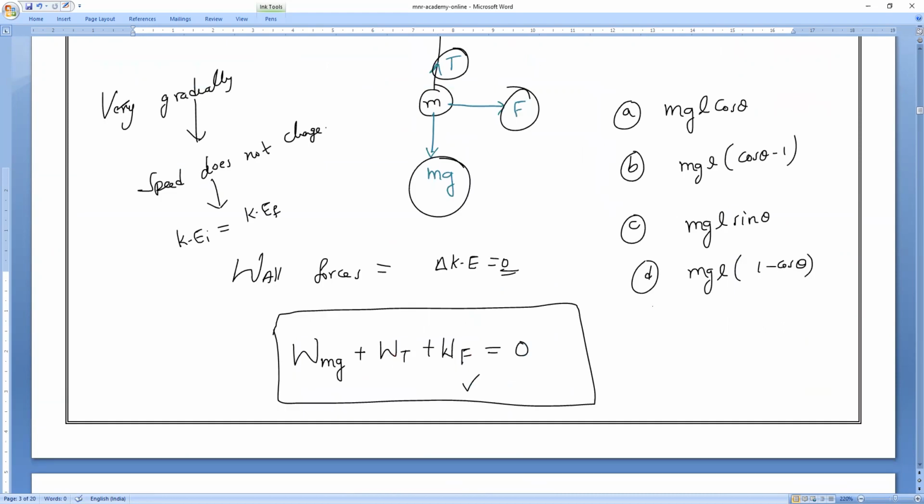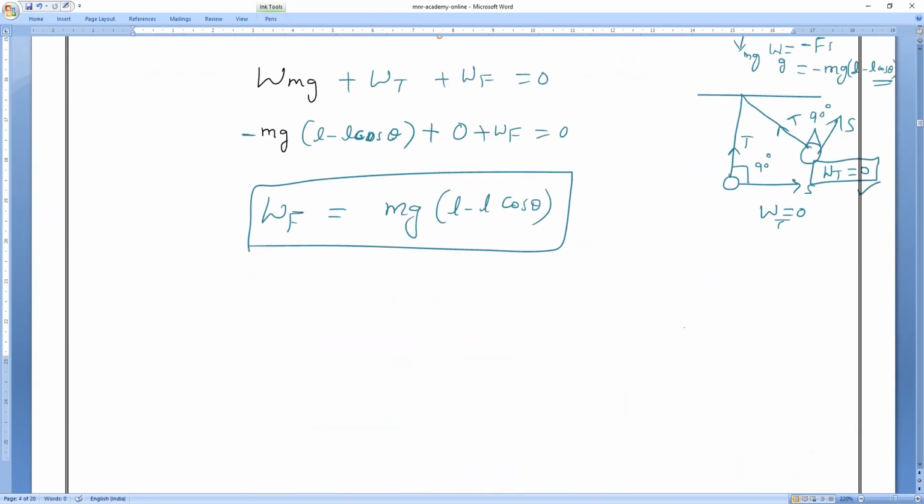Check it, everybody. Option D. So in option D only, they are taking L common. So MgL, you can take L common here. So what will happen? MgL into 1 minus cos theta. Am I right or wrong? So what is the correct option?